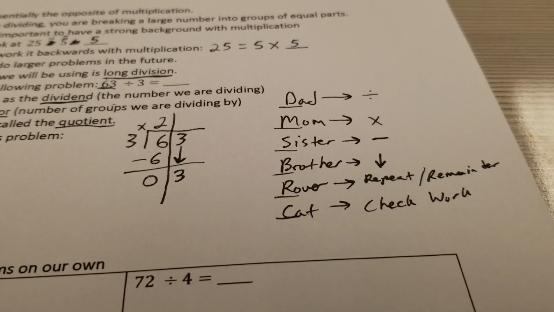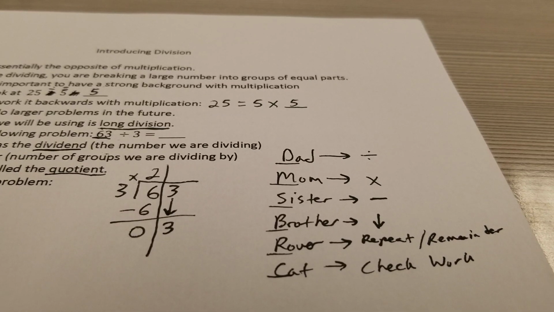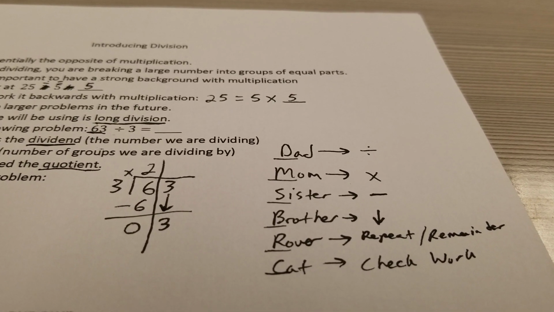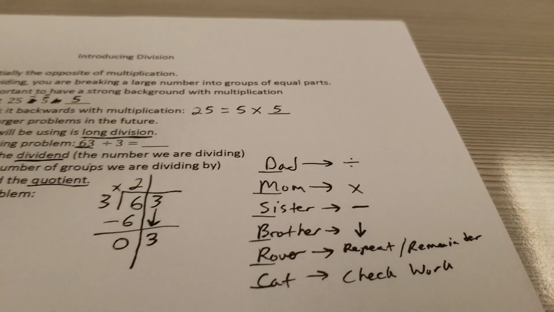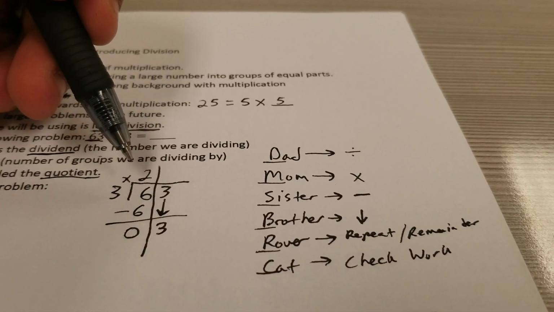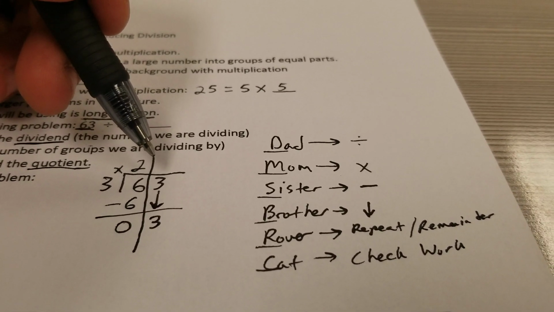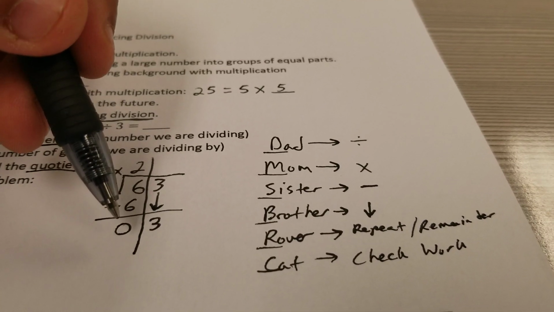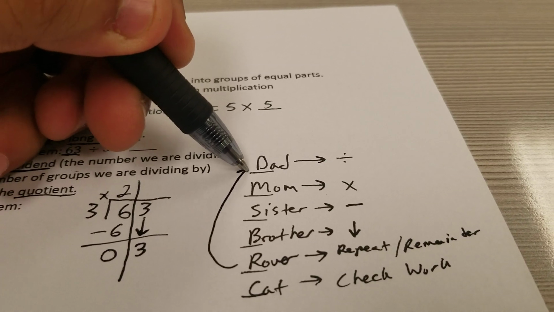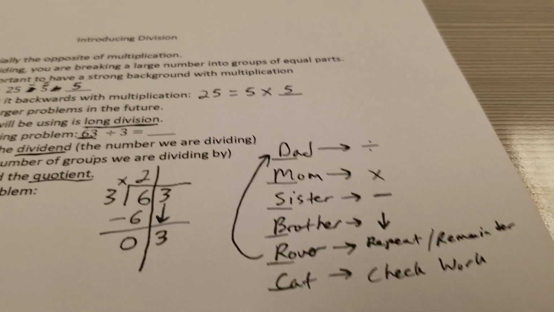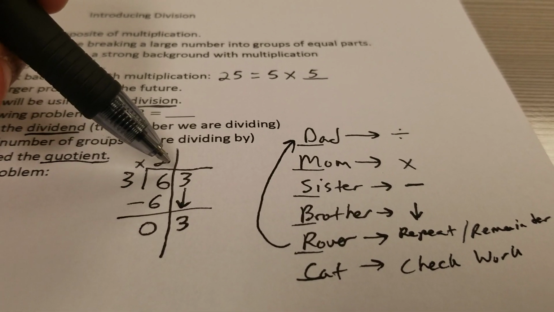Now, when we get to Rover really depends on what you are doing. In order for Rover to be a remainder, all the columns at the top of the division problem have to be completed. And in this case, we still have 1 column left over, so Rover cannot be the remainder. Rover means we have to repeat the process all the way back to Dad again. So we're going to go ahead and fill out that second column. Well, I have 3 now instead of 63.